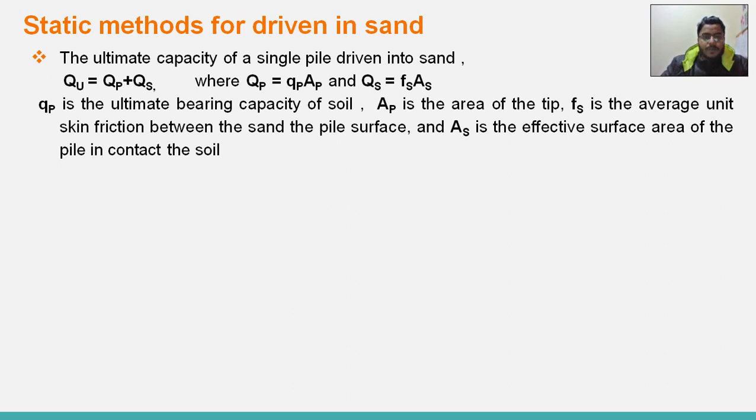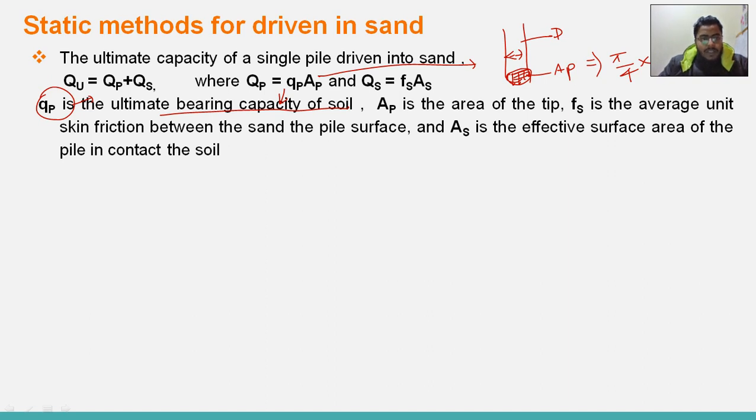This ultimate bearing capacity of soil, qp, we can calculate by using some theory like Terzaghi theory. In the previous lecture also, I have discussed this Terzaghi theory and how we can calculate the ultimate bearing capacity of soil. So we can calculate from there only. We will apply the Terzaghi theory and then we can calculate qp. AP is the area of tip. Suppose this is the pile and D is the diameter. Whatever area at the tip, the cross section of this, we can write pi by 4 into D square. So this is AP.